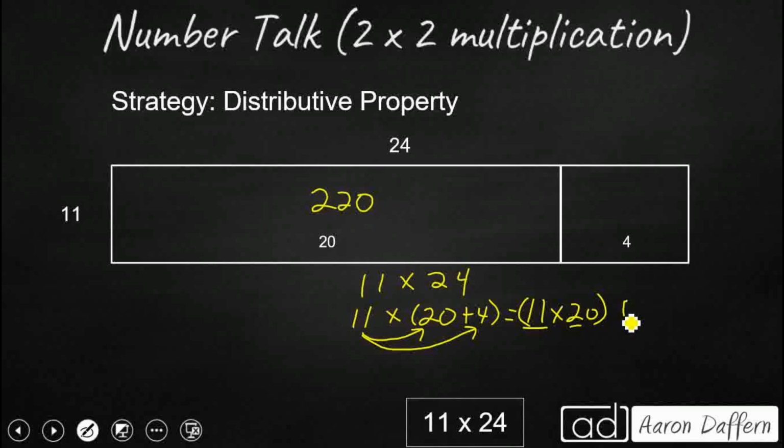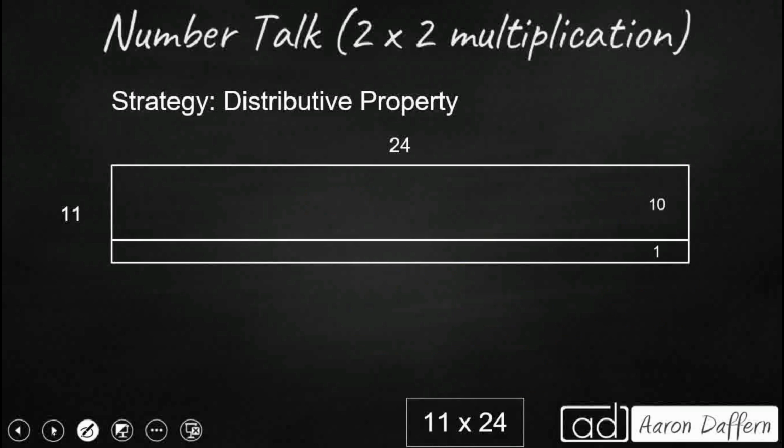And then we're going to add the 11 times 4. And that's also a basic fact. That's 44. So 220 plus 44 gets us our 264 once again.